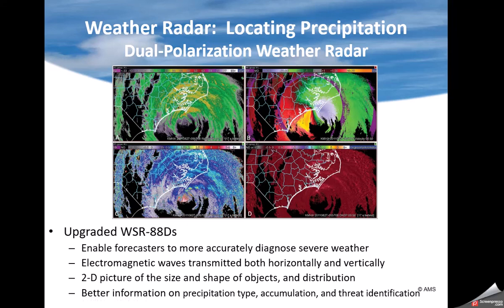Dual pole, the only difference from what we used to have with plain old Doppler radar, is that dual pole looks in a vertical direction and a horizontal direction. So we can see shapes of objects. By looking at shapes, I can then tell what type of precipitation it is, and all kinds of things can be inferred from that.